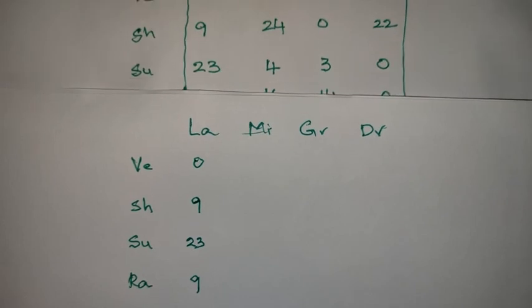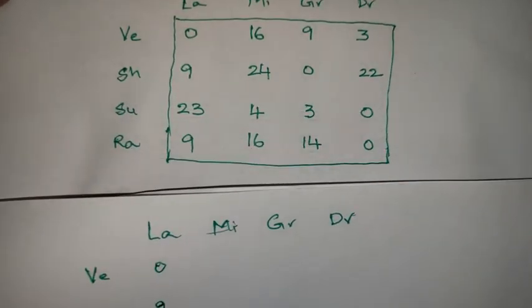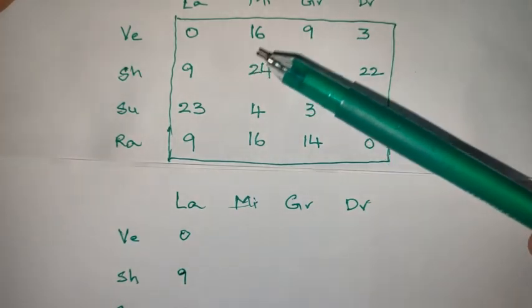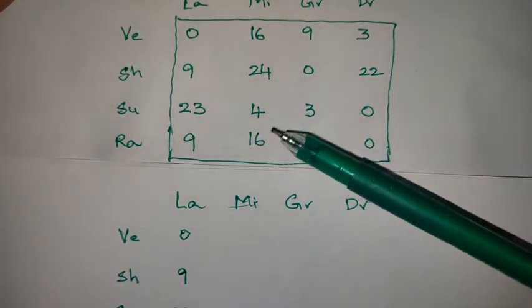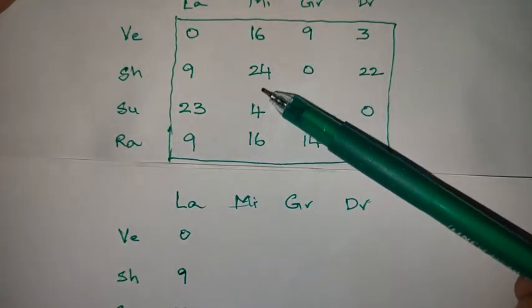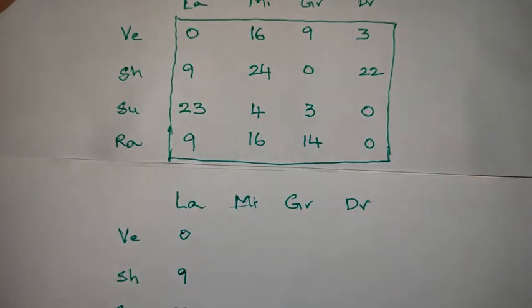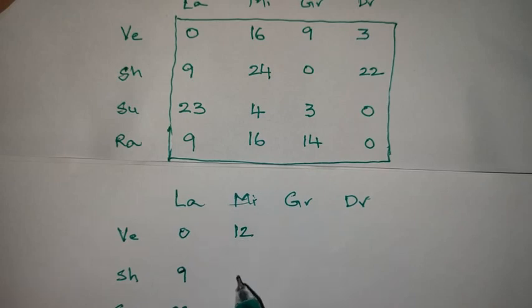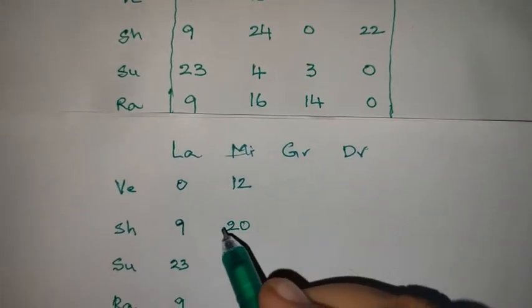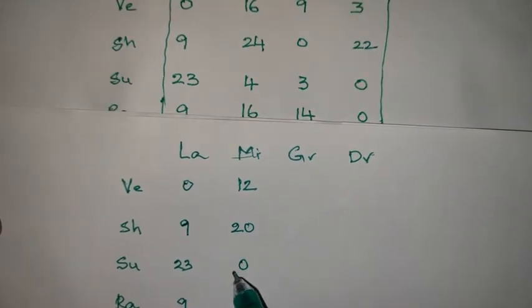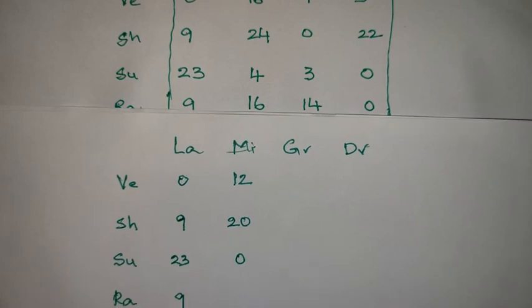And next, take the second column. In the second column, what is the minimum value? In 16, 24, 4, 16, the minimum is 4. Now subtract this value from all the 4 values. So 16 minus 4, it is 12. 24 minus 4, 20. 4 minus 4, 0. 16 minus 4, 12.